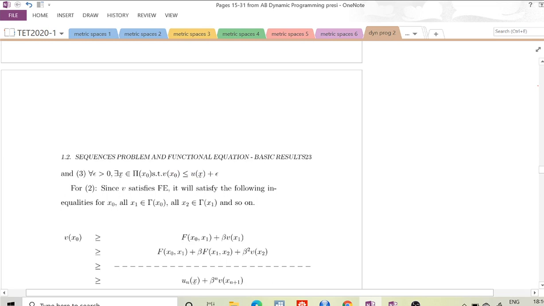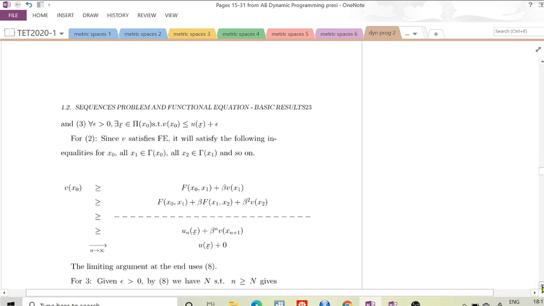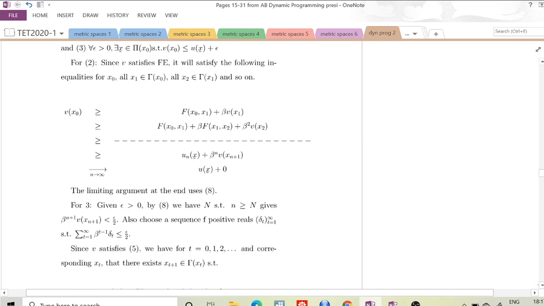Okay, so that will establish that V of x naught has all the requirements to be a supremum over the set of all U of x tildes. So first, we want to show that V of x naught is greater than or equal to all possible U of x tildes, where the x tildes are feasible plans starting at x naught. So we have to establish these greater than or equal to properties.